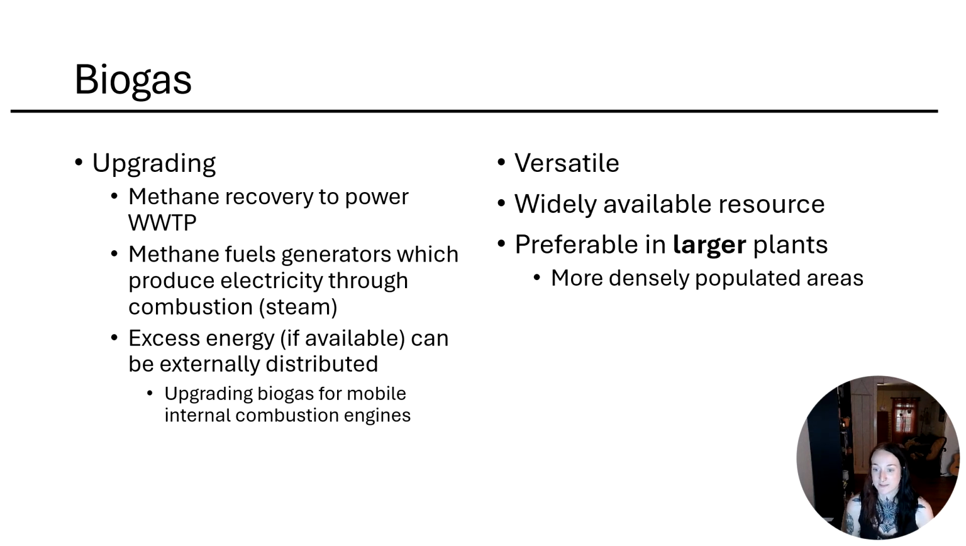Biogas would be a widely available resource when using sludge due to the fact that wastewater treatment plants are pretty much everywhere. Most of the US is on municipal wastewater. Of course, not everybody, but the majority. And this process is preferable in larger plants and more densely populated areas. This is really nice just because a lot of renewable energies struggle with the process of scaling up. And so the fact that this already works on a large scale is very advantageous.